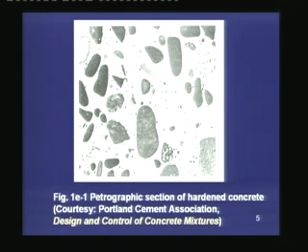This is a petrographic section of hardened concrete, and you can see that the concrete itself is a composite material consisting of these large coarse aggregates, and the space between the coarse aggregates is filled up by the fine aggregates and the hydrated cement paste. Although the concrete is a heterogeneous material, it is treated as a statistically homogeneous material for the purpose of design.